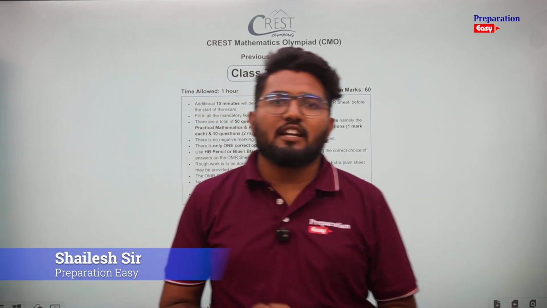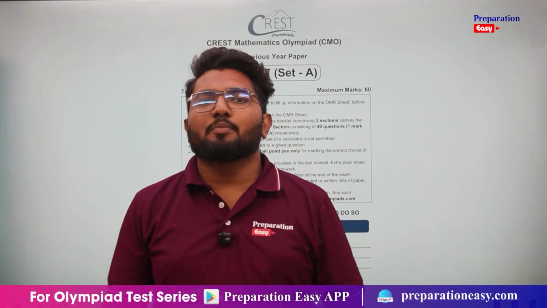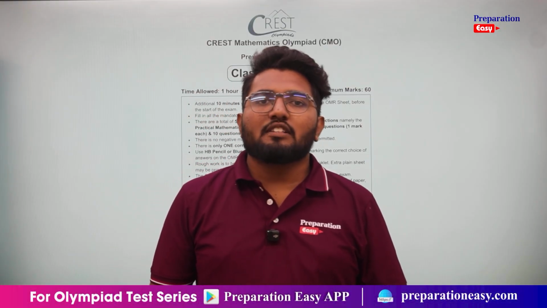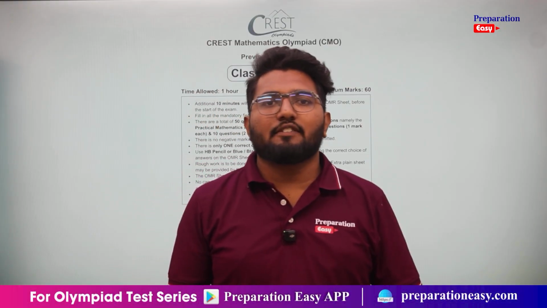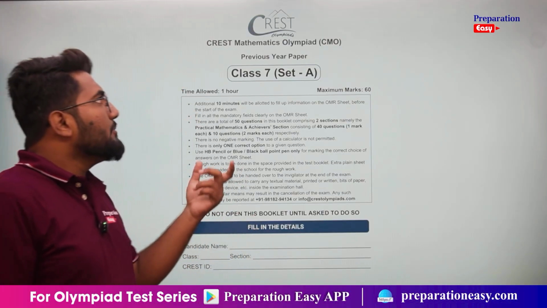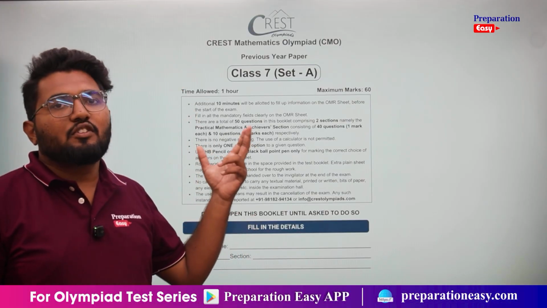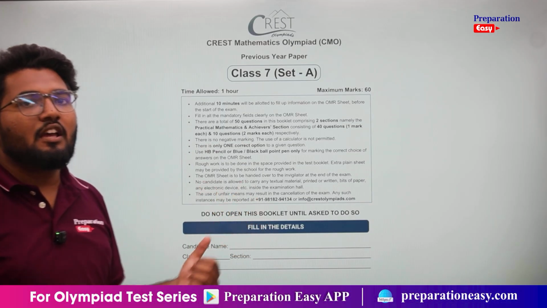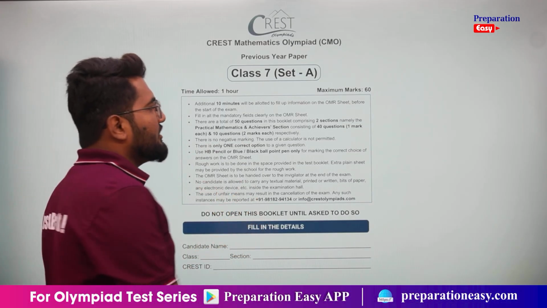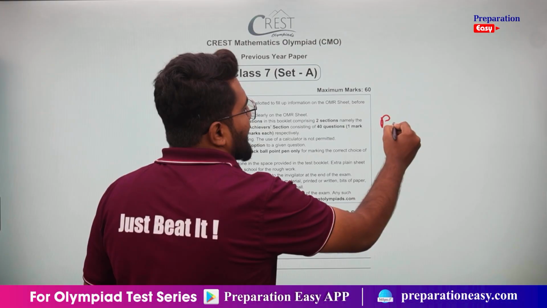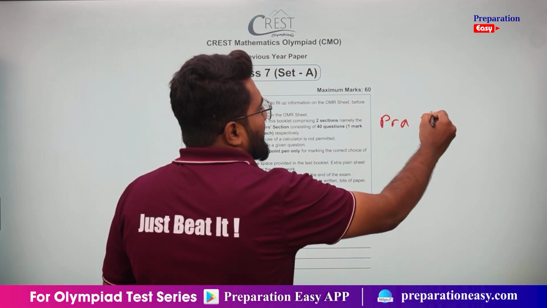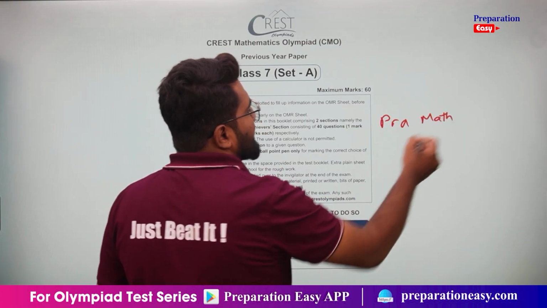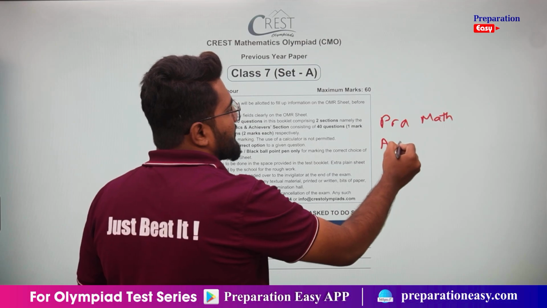I am your maths mentor Shailesh Bhange and we had started our new series of CMO previous year question papers. This will be our 7th video for class 7th. CMO stands for CREST Mathematics Olympiad. The question paper will be for 60 marks which consists of two sections, that is the practical mathematics section and the second one will be the achievers section.